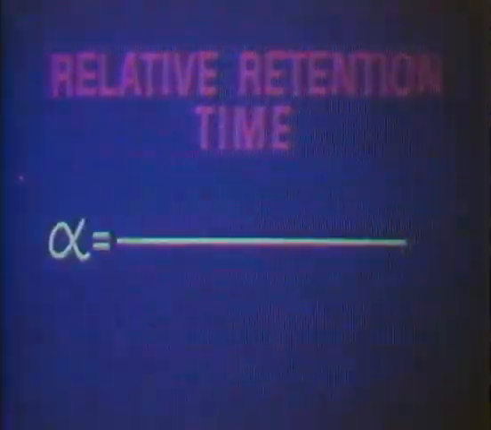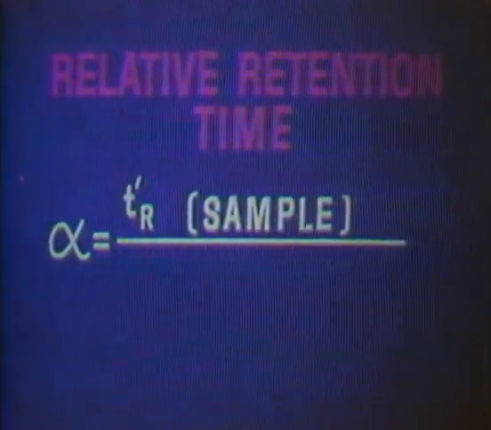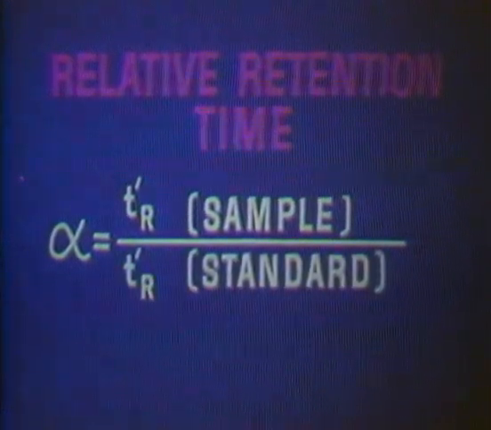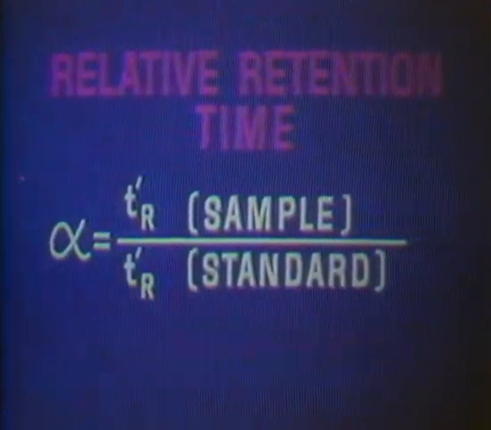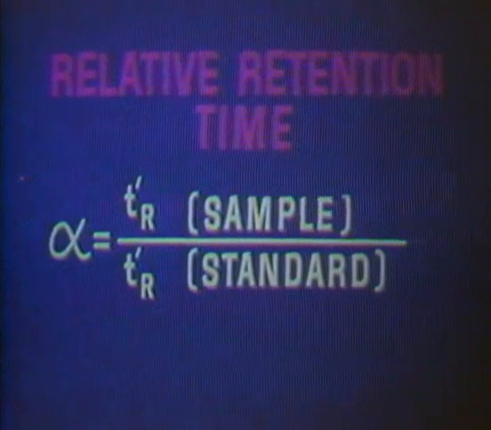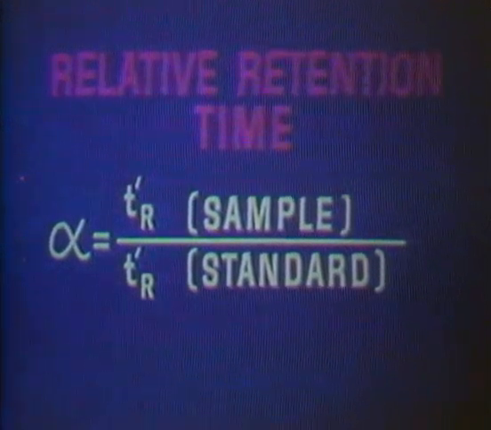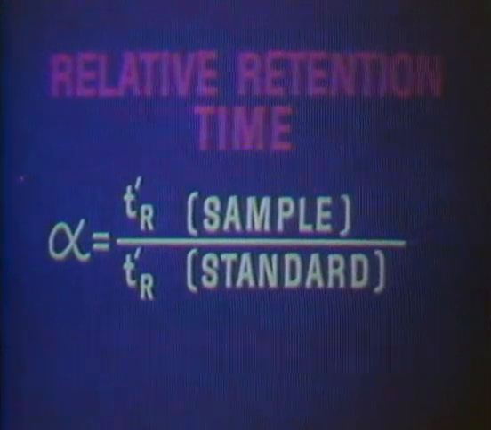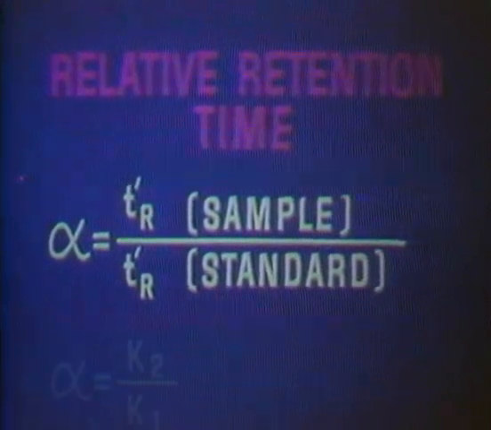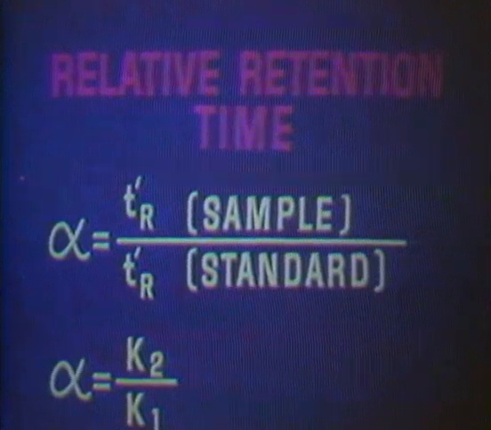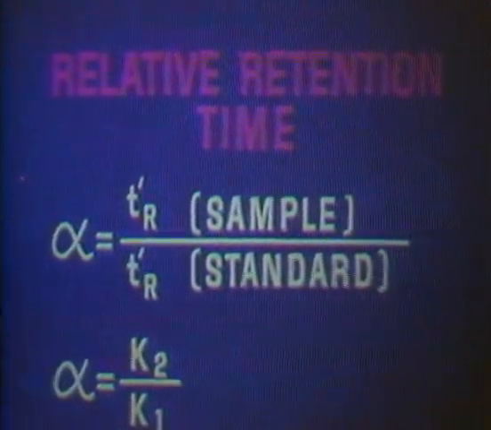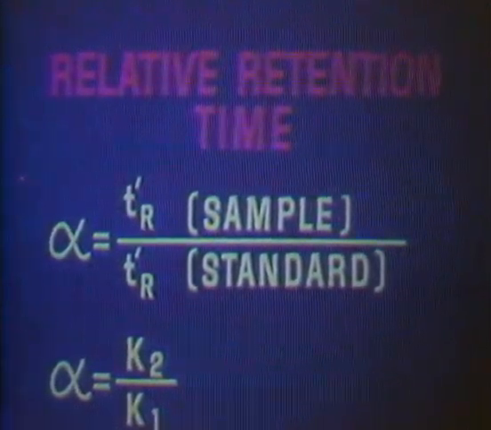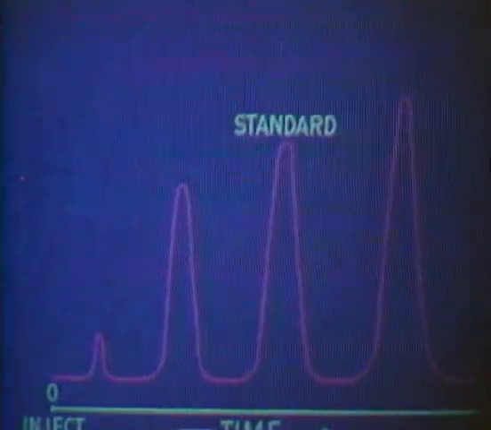The relative retention time, alpha, is the ratio of the adjusted retention time of the sample and the adjusted retention time of a standard substance. Because these values represent the time spent in the stationary phase, they are a direct function of the partition coefficient, and therefore alpha is the ratio of the two partition coefficients. The standard is usually added to the sample, and thus both are analyzed in one run.